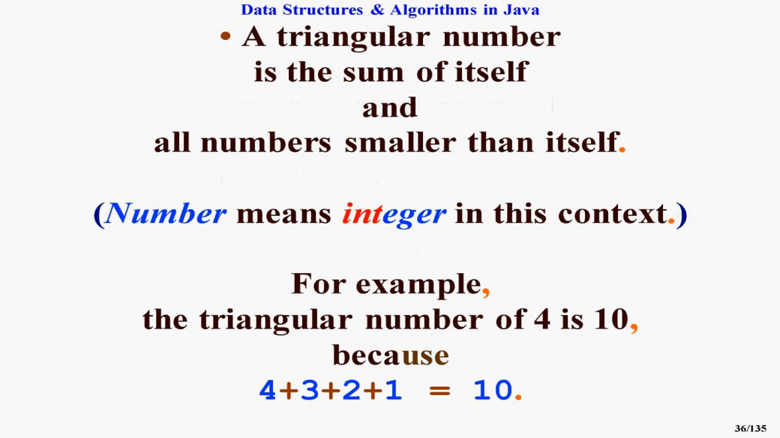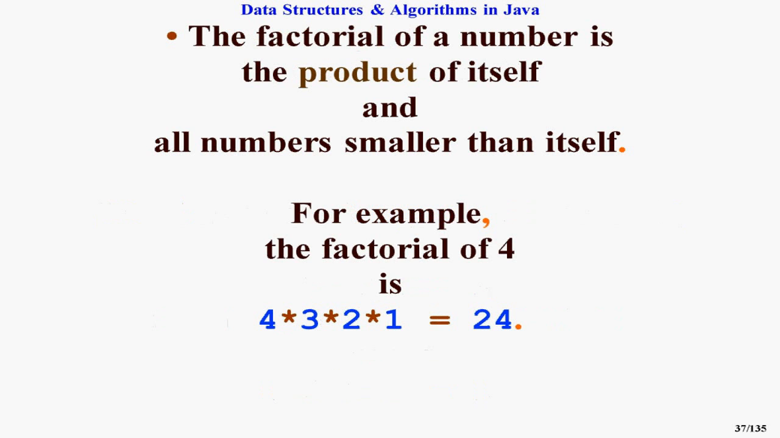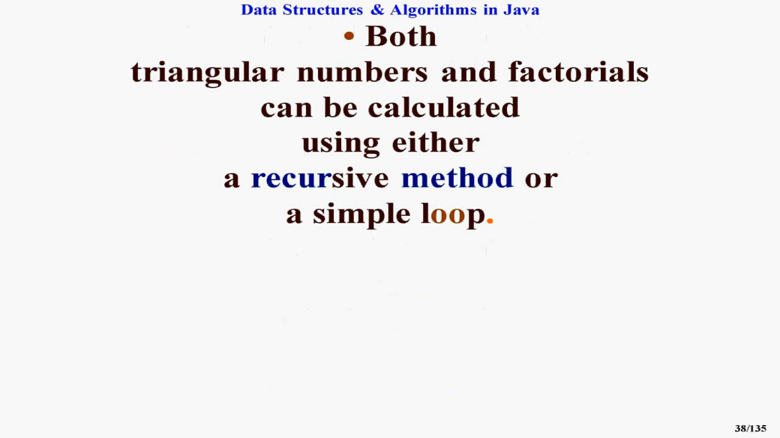A triangular number is the sum of itself and all numbers smaller than itself. Number means integer in this context. For example, the triangular number of 4 is 10, because 4 plus 3 plus 2 plus 1 equals 10. The factorial of a number is the product of itself and all numbers smaller than itself. For example, the factorial of 4 is 4 times 3 times 2 times 1, which equals 24. Both triangular numbers and factorials can be calculated using either a recursive method or a simple loop.